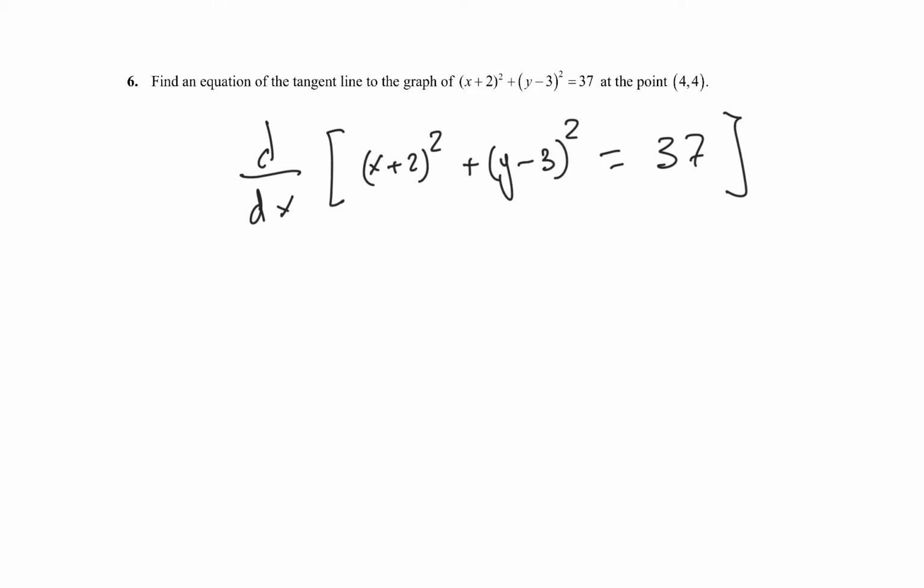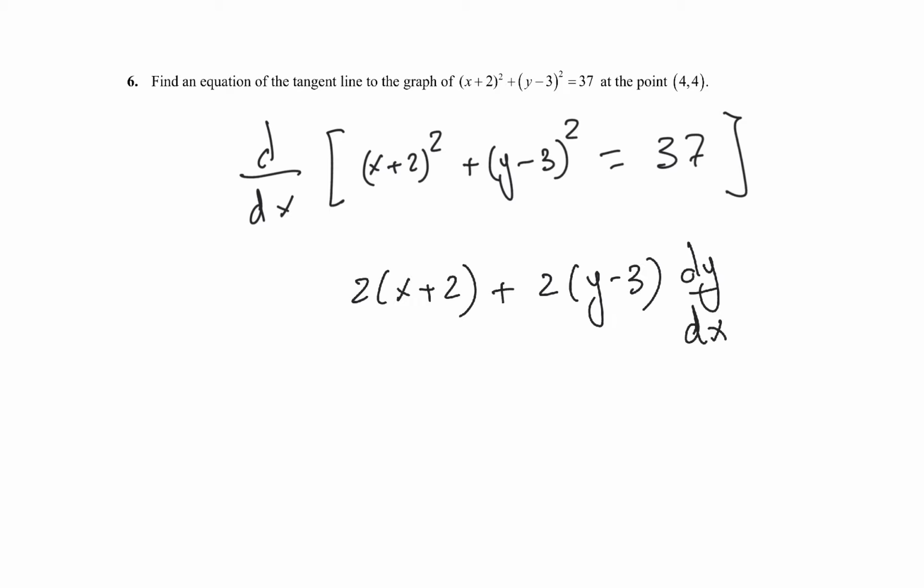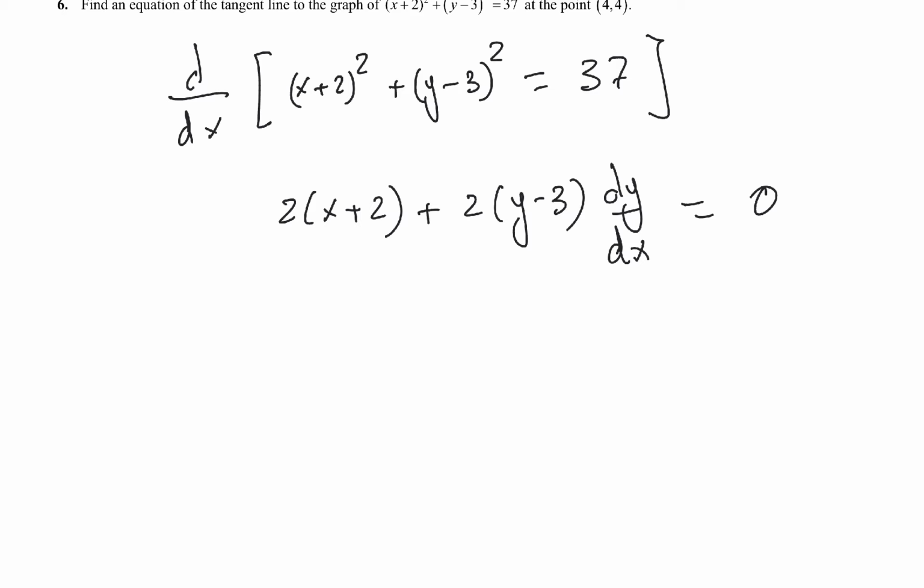What is the derivative of x plus 2 squared? Is 2 times x plus 2. What is the derivative of y minus 3 squared? Is 2 times y minus 3 multiplied by the derivative of y with respect to x. What is the derivative of 37? 0. So this equation allows me to solve for the derivative of y with respect to x.